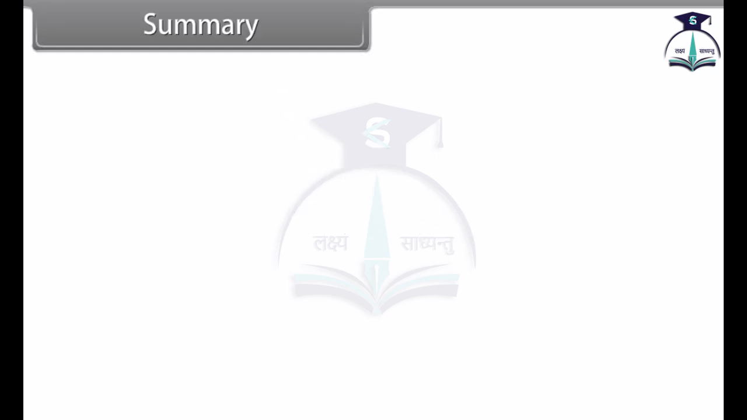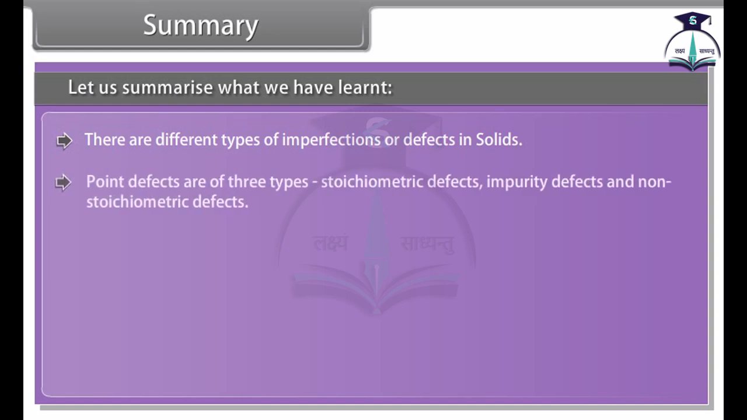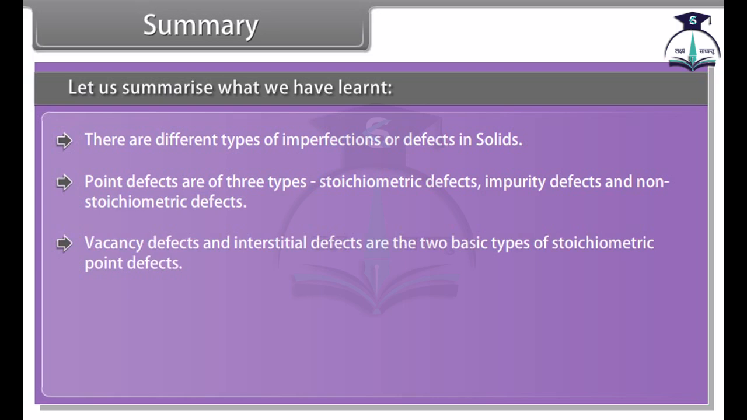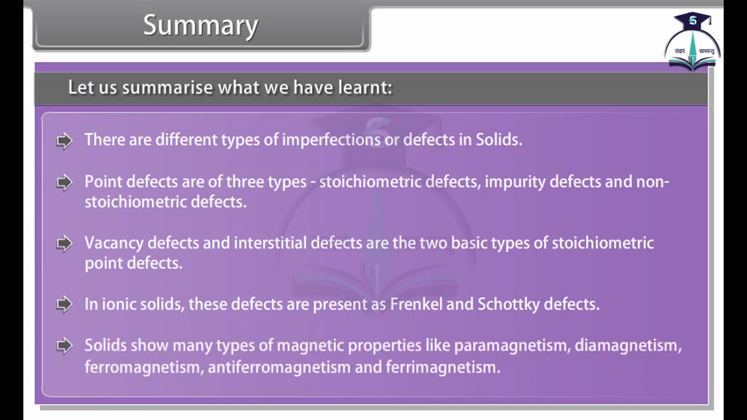Summary. Let us summarize what we have learned. There are different types of imperfections or defects in solids. Point defects are of three types: stoichiometric defects, impurity defects, and non-stoichiometric defects. Vacancy defects and interstitial defects are the two basic types of stoichiometric point defects. In ionic solids, these defects are present as Frenkel and Schottky defects. Solids show many types of magnetic properties like paramagnetism, diamagnetism, ferromagnetism, antiferromagnetism, and ferrimagnetism.